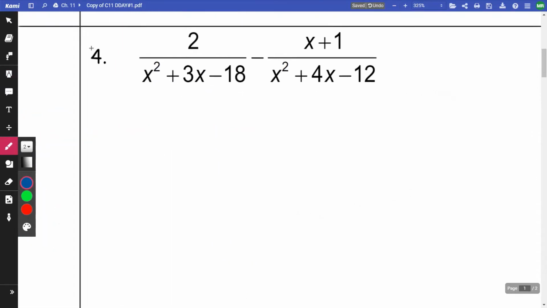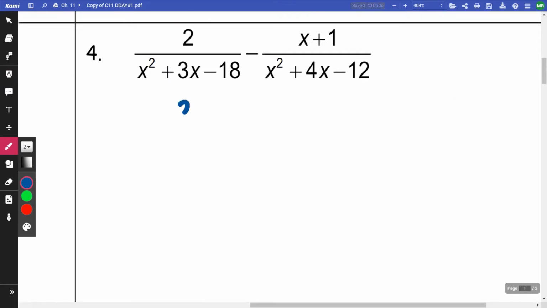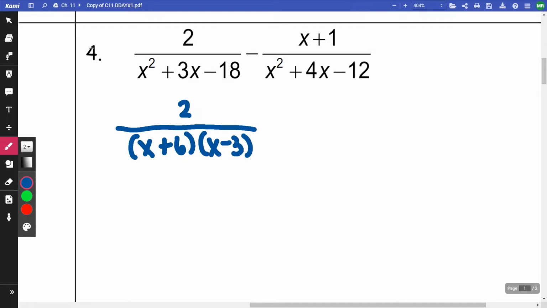On 4, I'm going to have a 2 over, and I need to factor this. This is going to be an x. I want to multiply to a -18 and add to a 3. So that's going to be an x plus 6 and an x -3. Minus, but I'm going to go plus a negative. Okay, and that negative is going to go on top. I'm going to distribute it after I do more math.